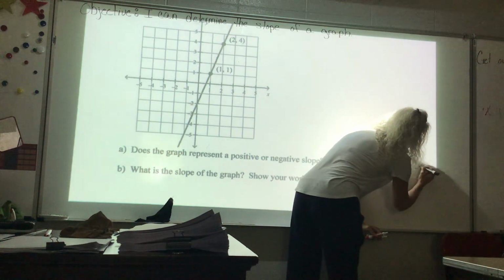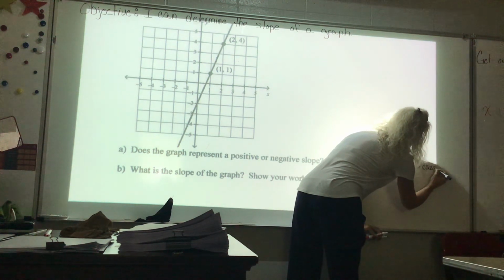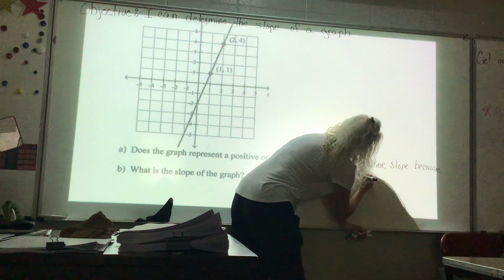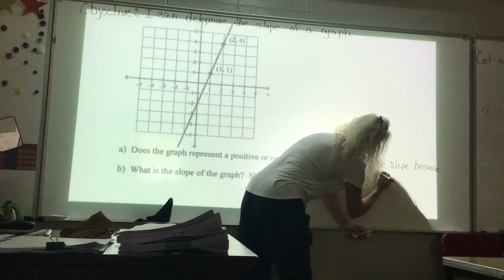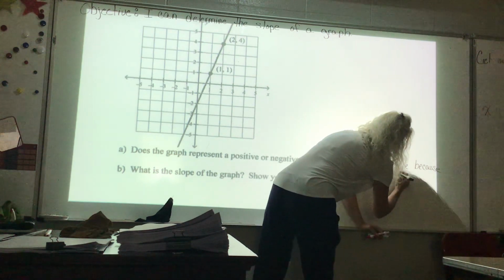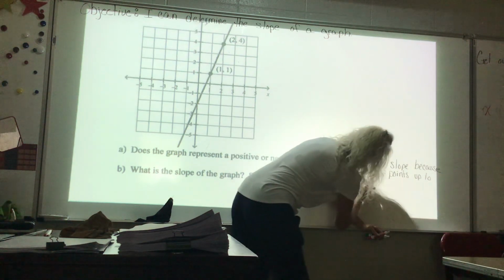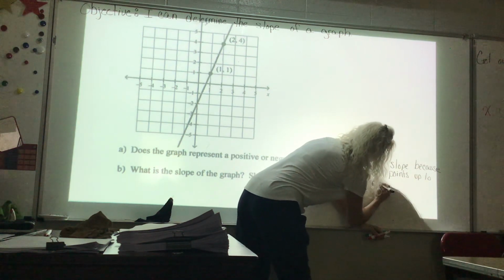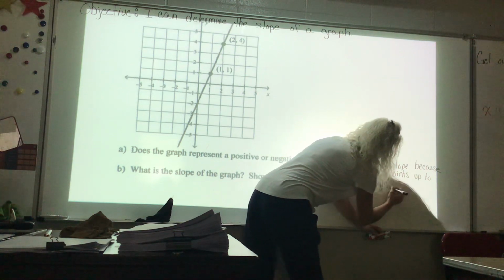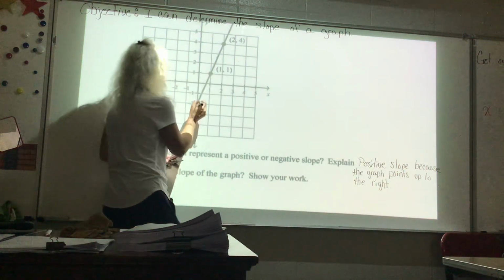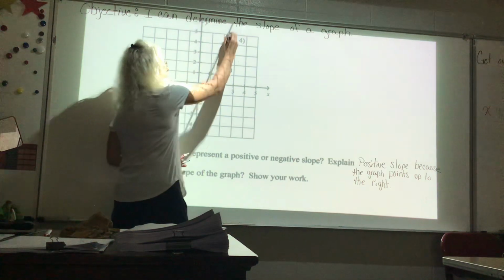Positive slope, because the graph points up to the right. Because once we go from the starting point, it goes up to the right.